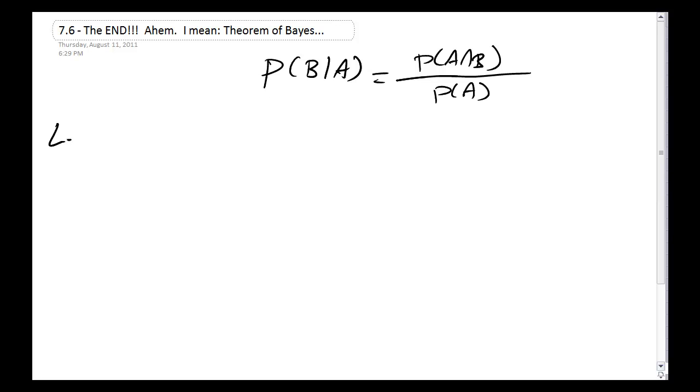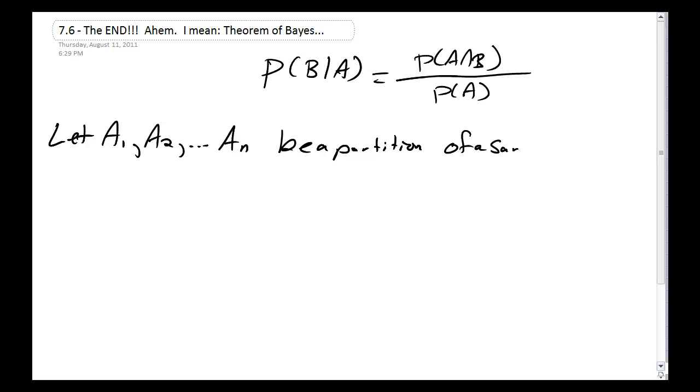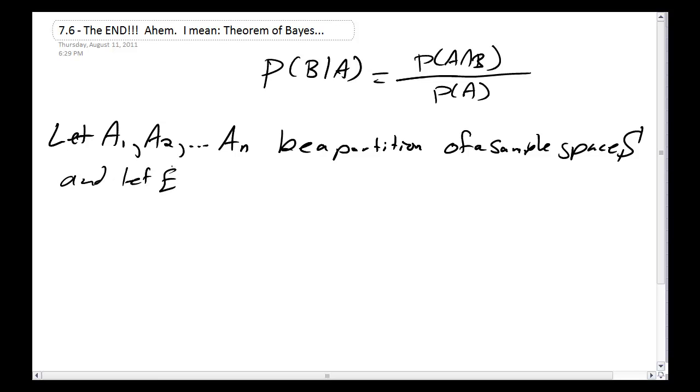Bayes' theorem says this. Let A1, A2, all the way up to AN, so I have not 1, not 2, not 3, not 4, but I have N groups, be a partition. A partition is just like partition dividers in an office. It cuts something into sections. It's a partition of a sample space. Remember, a sample space is our probability area, capital S, and we're going to let E be an event.